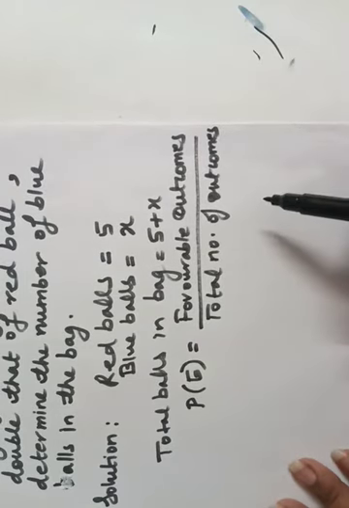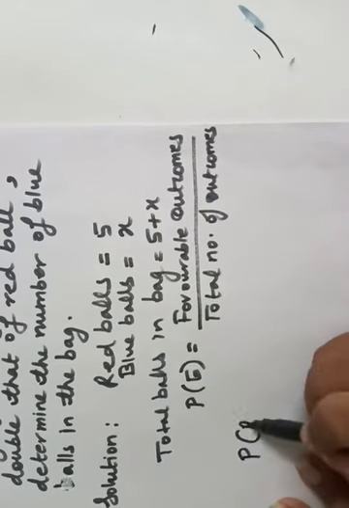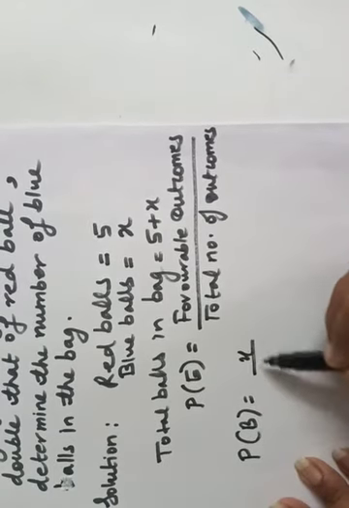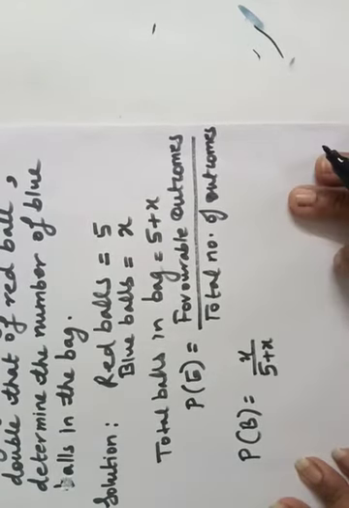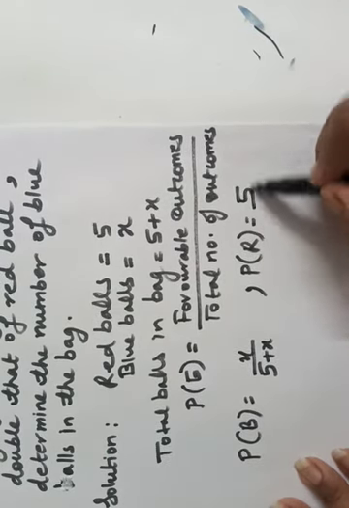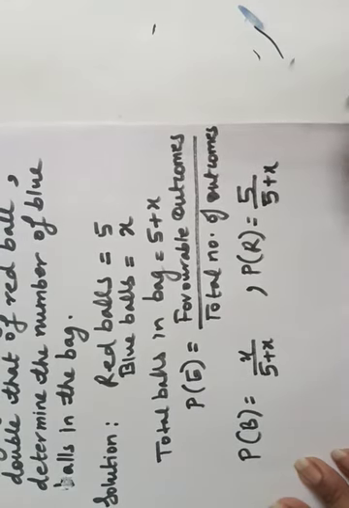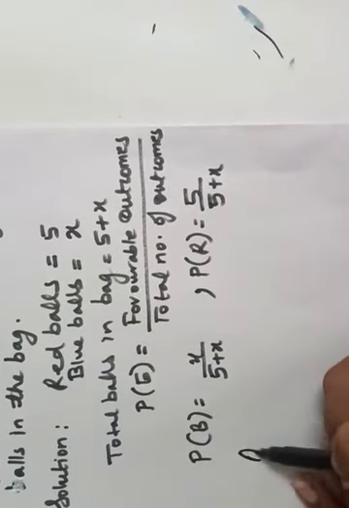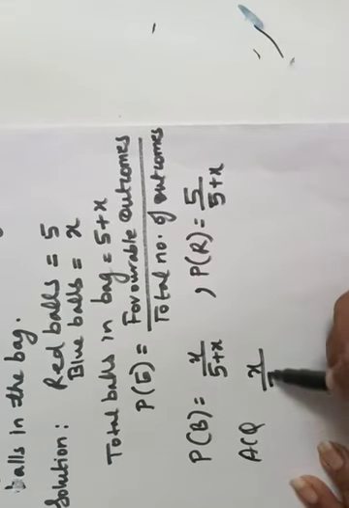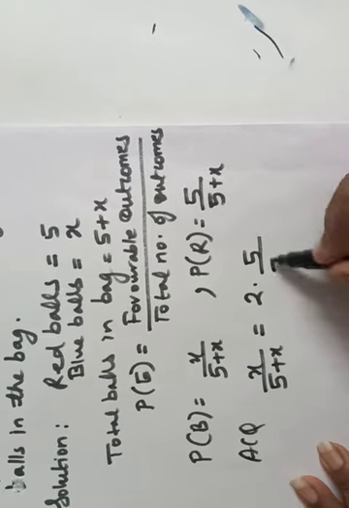Now, according to the question, the probability of blue ball is x upon 5 plus x, and the probability of red ball is 5 upon 5 plus x. But according to the question, the probability of blue ball is double of red ball. So x upon 5 plus x is equal to twice of 5 upon 5 plus x.